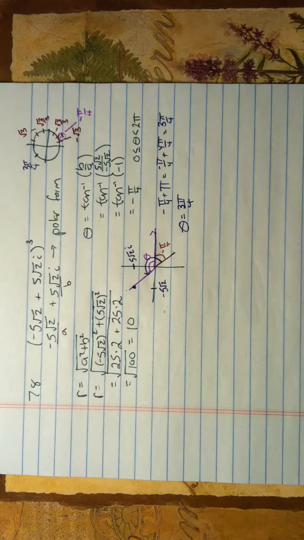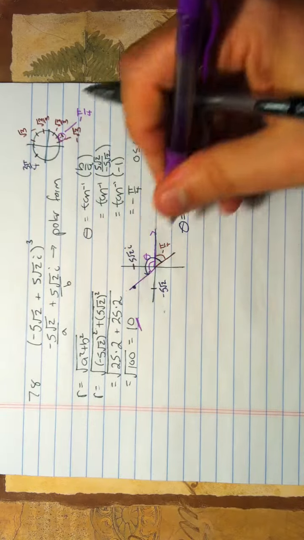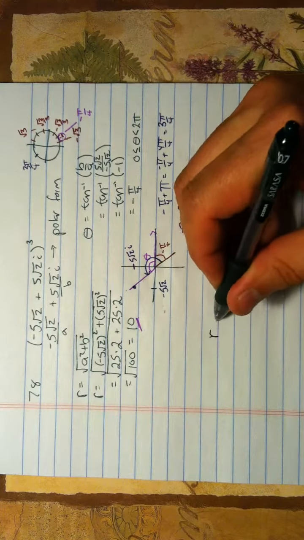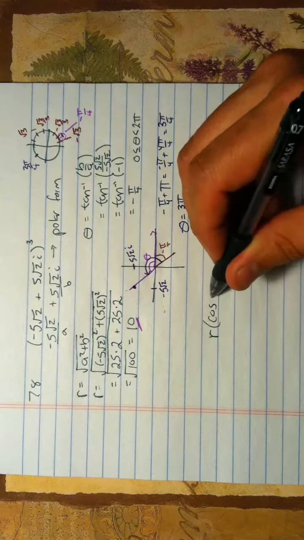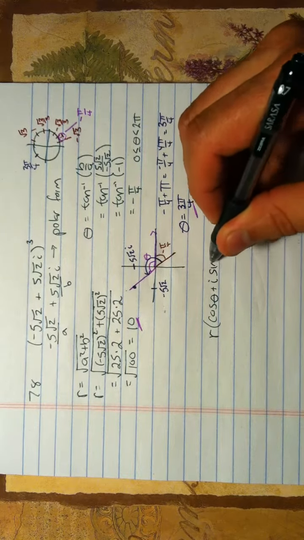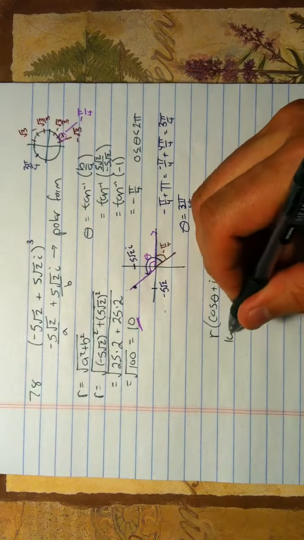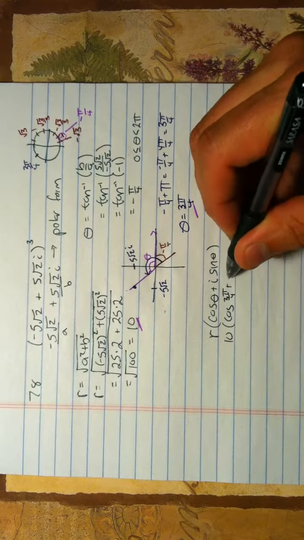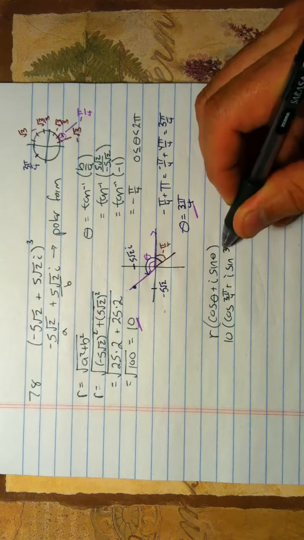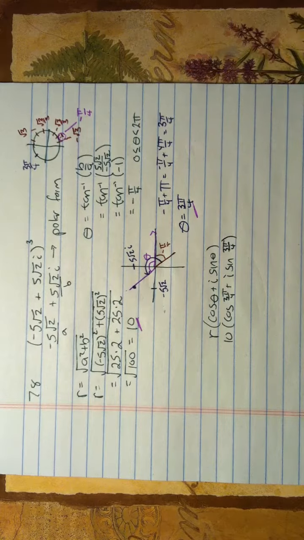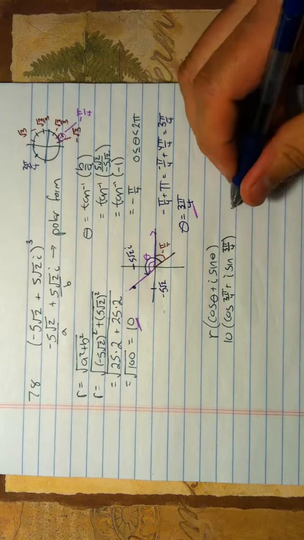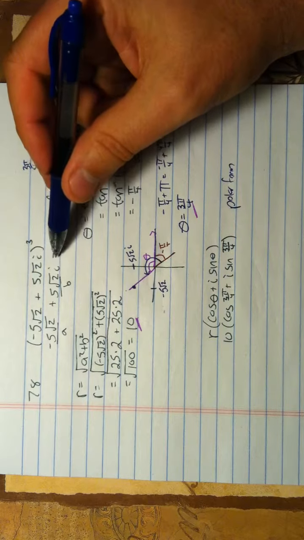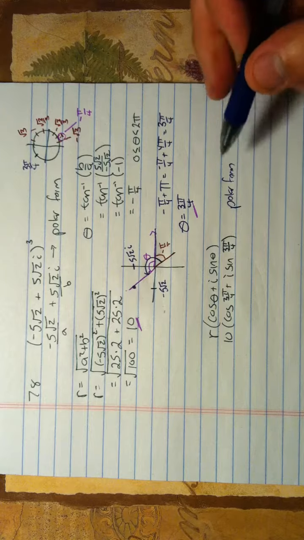So now that we know the r and the theta, we can now write the complex number in trigonometric form. So my r cosine theta plus i sine theta, I'm going to write as 10 cosine 3 pi over 4 plus i sine 3 pi over 4. Now, this is my polar form, but I haven't done anything besides take my rectangular form and change it into polar form.